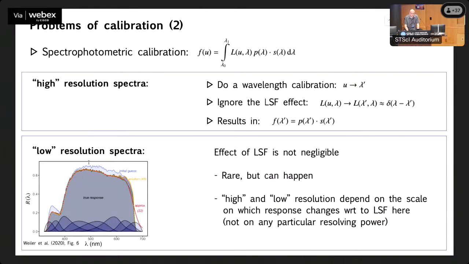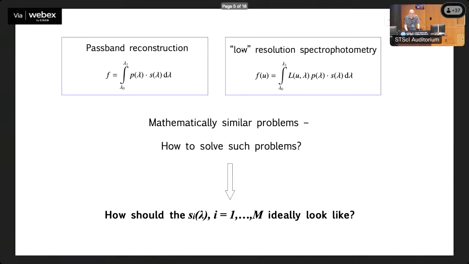So when I talk about high and low resolution spectra here, I don't mean some kind of absolute resolving power of the instrument, but just: can the LSF effect be ignored in the calibration or not? And this depends on the scale over which the response of the instrument changes with respect to the width of the LSF. And in cases like this, where this change in the response is very abrupt, one still has to stick to the full integral equation one sees on the top of it.